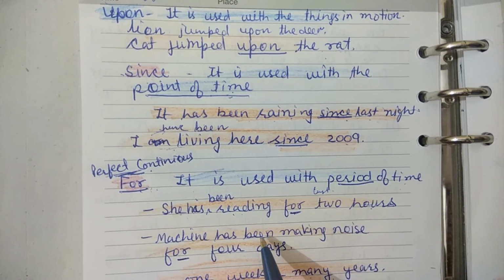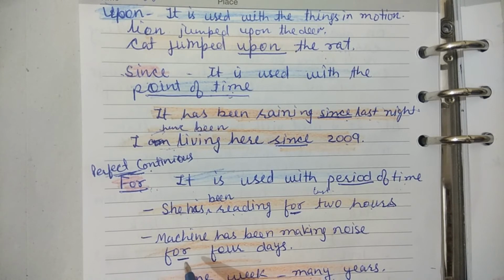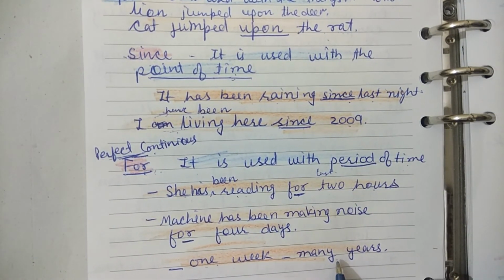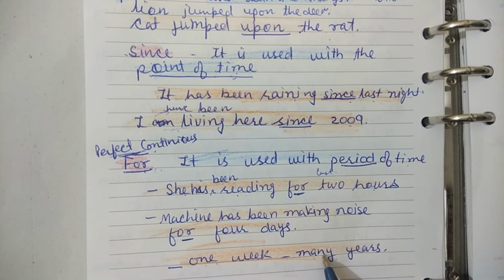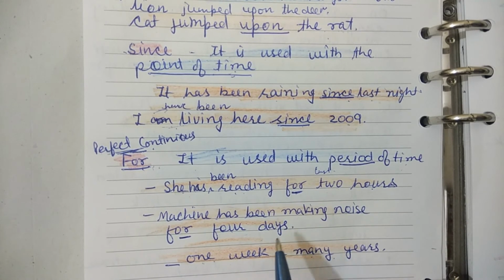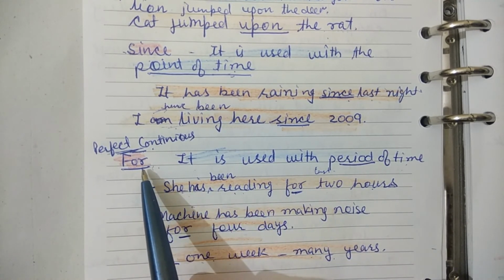Machine has been making noise for 4 days. Again, round figure is given, period of time is given, not a fixed time. So, preposition for is used here. Other examples are for 1 week, for many years, for some years, for some days. If fixed time, beginning time of an action is not given, then we have to use preposition for.